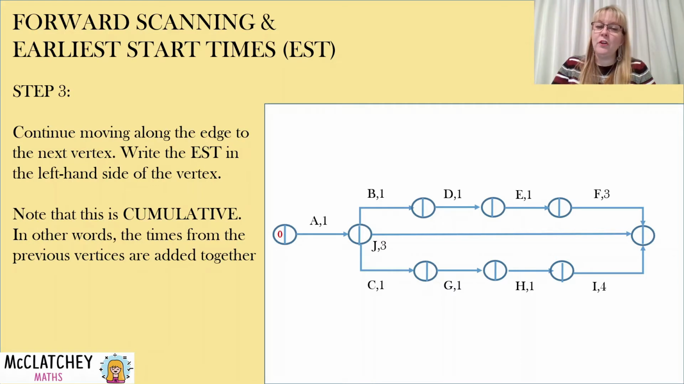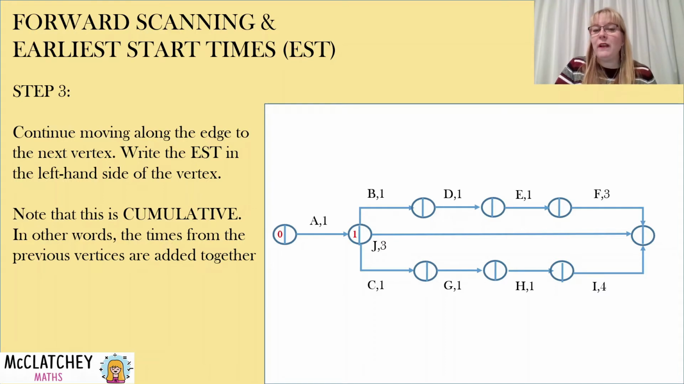So you'll note I've got the word cumulative in big capitals. What that means is that as I'm going along the process, I take the left-hand side of the vertex before, I add the value of the activity, and that becomes the new value in the next vertex. So let's see how that's done. Where we can see that vertex that B and J and C are coming out of, we're going to put a 1 on the left-hand side.